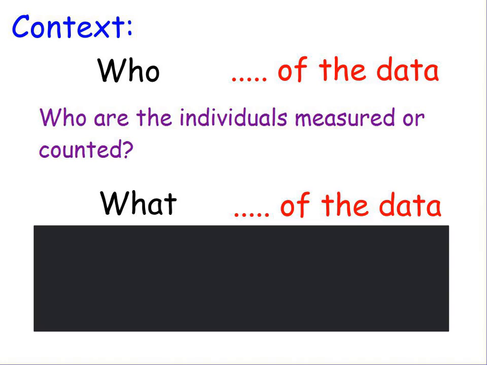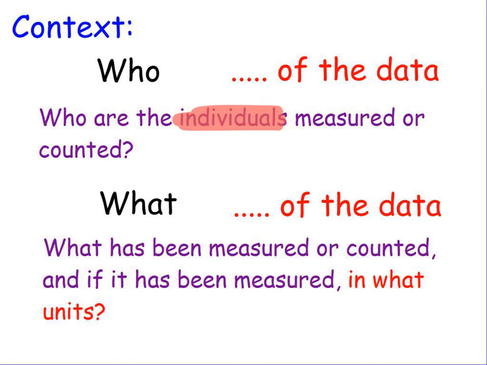And I want you to understand that we use the word individuals very loosely. Individuals don't have to be people. They can be objects, they can be animals. It's just, that's the term that we use for the thing that we are measuring or counting. So who is, what are we focused on? What? What is the next important piece of data analysis? What has been measured or counted, and if it has been measured, what units?